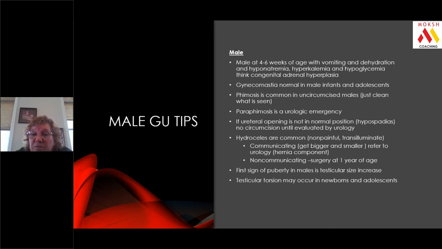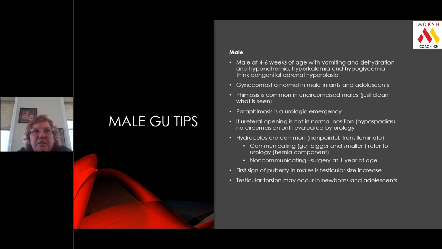Phimosis is common in uncircumcised males. So when you've got a child that is not circumcised, usually what we tell them to do is just clean what is seen. As long as they're peeing and have a stream, that is absolutely fine. We tell them just to clean the tip. Do not pull it back, because if you pull it back, what can happen? It can get stuck, and that's called paraphimosis. You can see this also in adults. The problem is that a lot of times it's more common in kids.